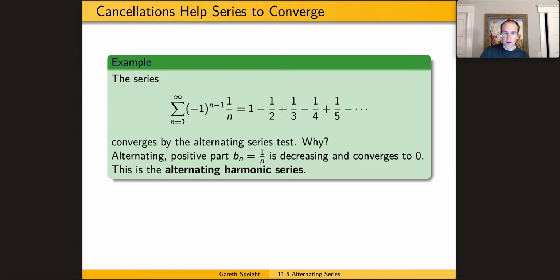Okay, so this series has a name. It's called the alternating harmonic series because it's almost the same as the harmonic series, which would be 1 plus a half plus a third plus a quarter plus a fifth and so on, but the signs are alternating. So for obvious reasons, it's called the alternating harmonic series.